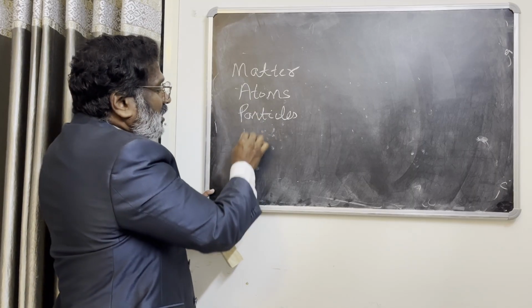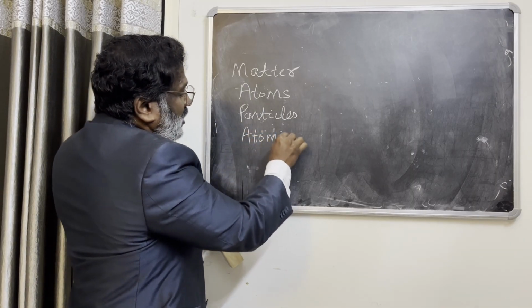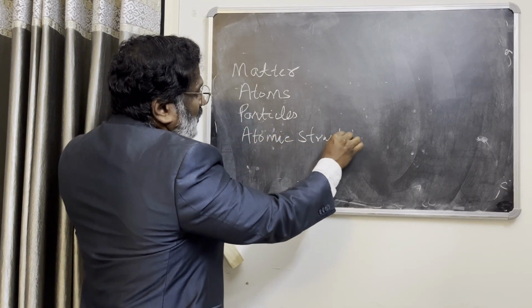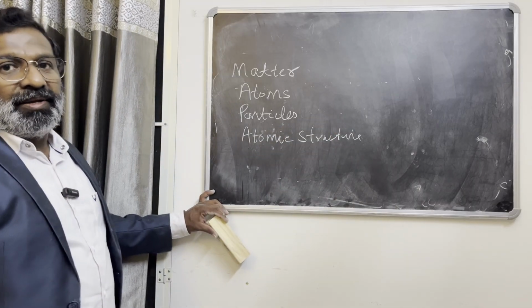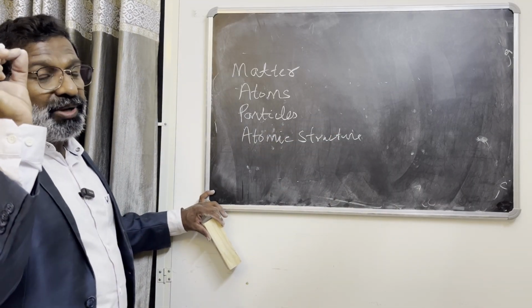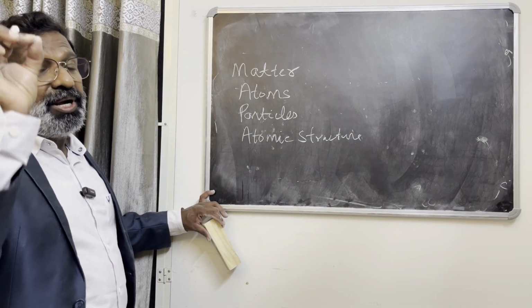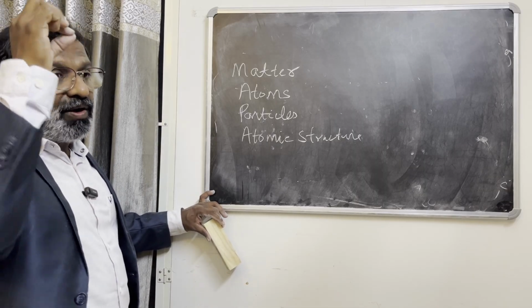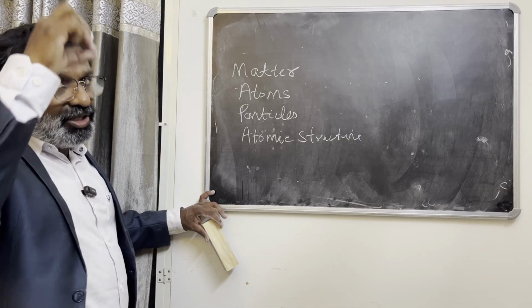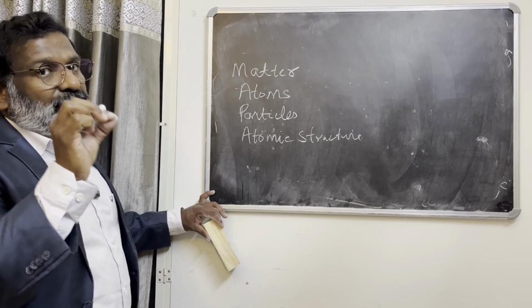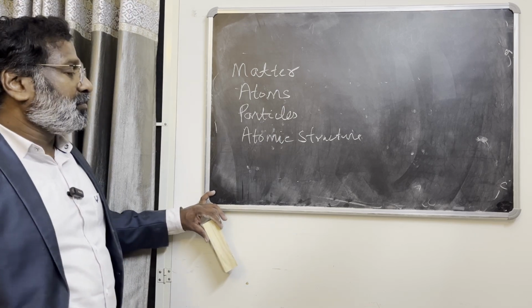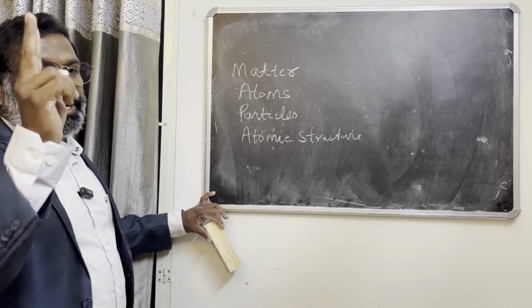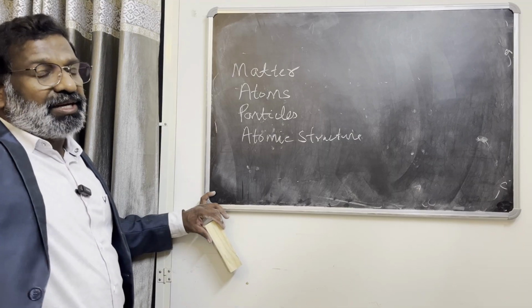Then we have seen the atomic structure based on Bohr's atomic model, wherein the important thing you should remember is maximum number of electrons that can be accommodated in an orbit is 2n square, where n denotes the orbit number. The orbit which is nearer to the nucleus is the first orbit, and we have to mark so on like that. So first orbit maximum can accommodate 2 electrons, second orbit 8, and third orbit 18, and so on.